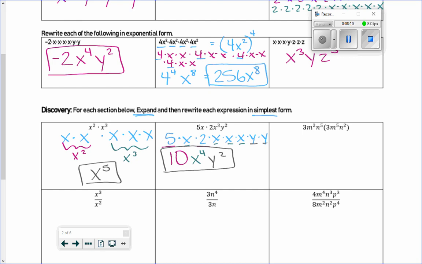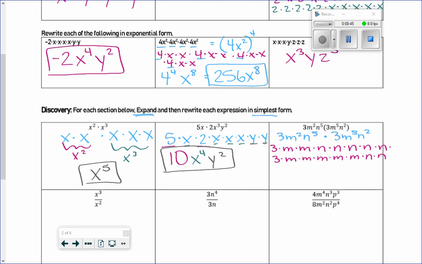All right, so this next one, I'm going to rewrite this. This is the same thing as being multiplication: 3m squared n to the power of 5 times 3m to the power of 5 n squared. So to expand it all out, 3 times m, and then 5 n's. So the expansion isn't the best way of solving this. I'll show you a shortcut really soon, but it helps us to explain why it works.